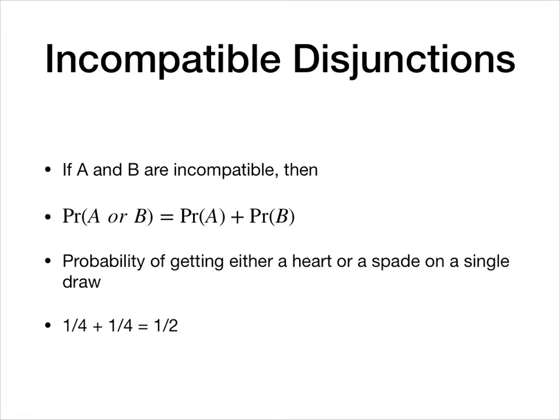So there are 13 hearts out of the 52 cards. That reduces to 1/4. Same for the spades. We add those two together, we get 1/2. And that makes sense, right? Because half of the cards are hearts or spades. The other half are clubs or diamonds.